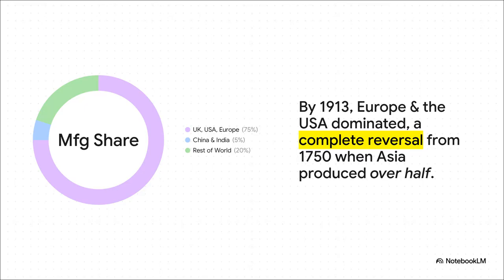And get this, this chart just completely flips what you might expect. In 1750, Asia was the absolute powerhouse of world manufacturing. China and India alone produced over half of everything. But then look what happens by 1913. Their share just collapses, down to a tiny 5%. And in that same time, Europe and the US rocketed up to produce a staggering 3/4 of the world's goods. This wasn't just a small shift, it was a total, dramatic reversal of fortune on a global scale.